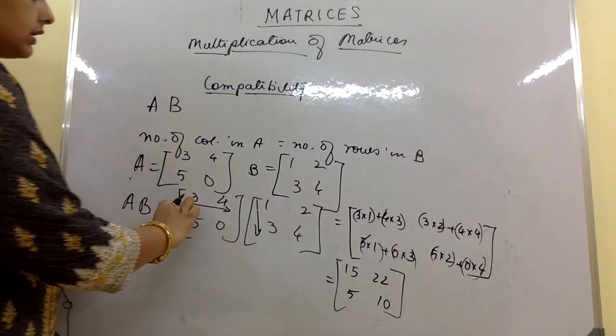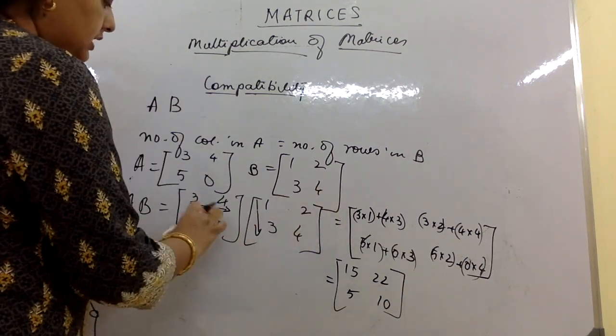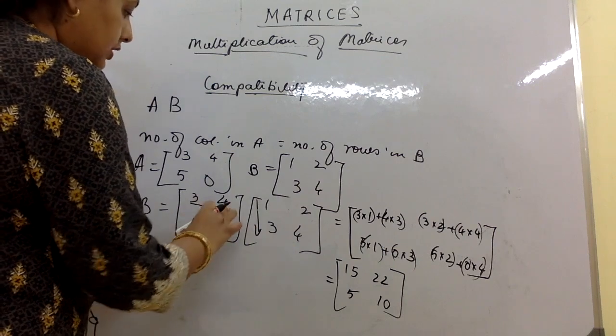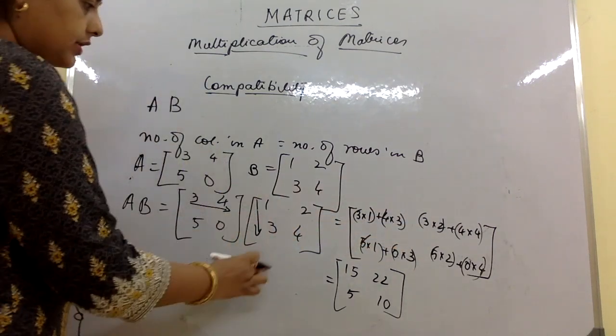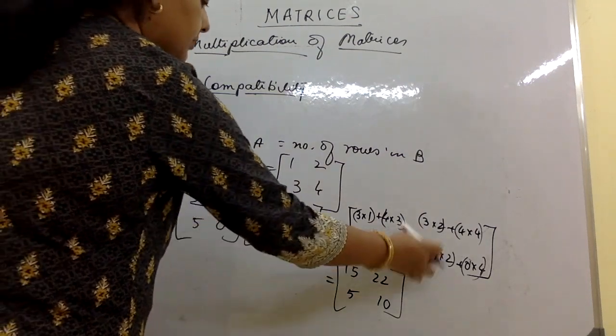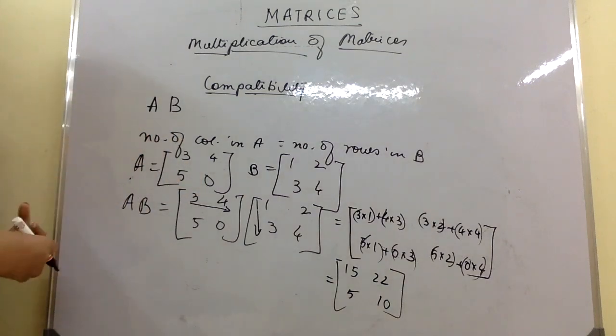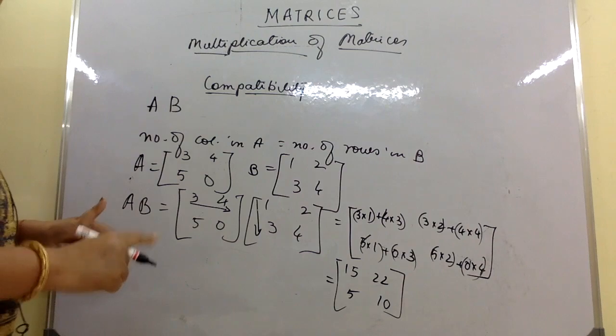I repeat, this one this way, first multiplication goes here. This one with the second column, first row, second column goes here. Okay, this is first row, first column comes here, and first row, second column comes here, and then follow BODMAS and add and write out. So this is matrix multiplication.